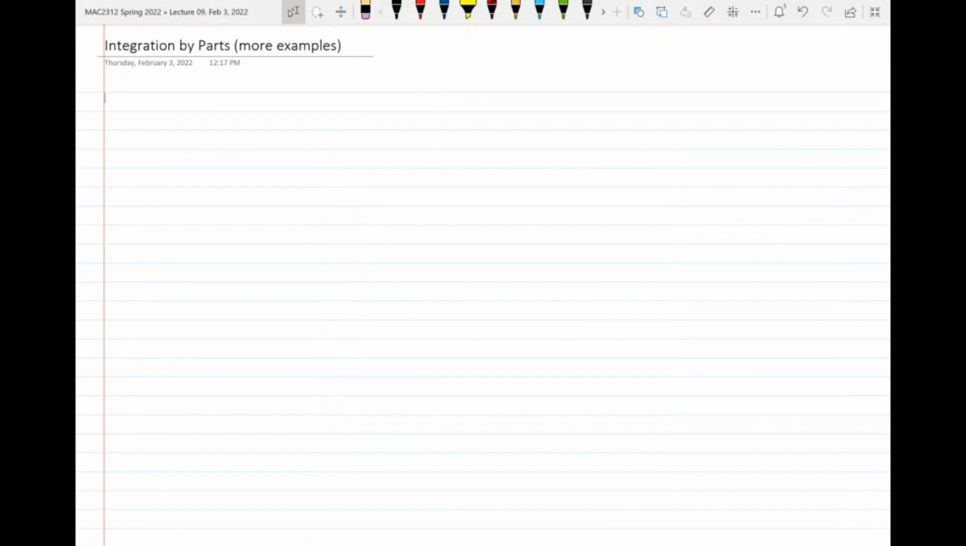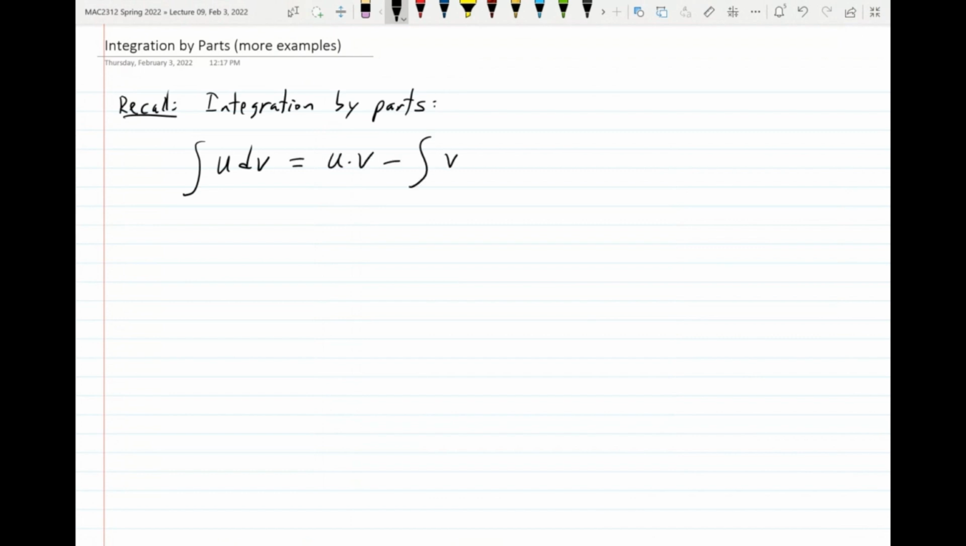Again, last time, what did we do? We started talking about integration by parts. So let me remind you. Recall integration by parts. And the formula is that if you integrate something of the form u dv, this integrates as u times v minus the integral of v du.